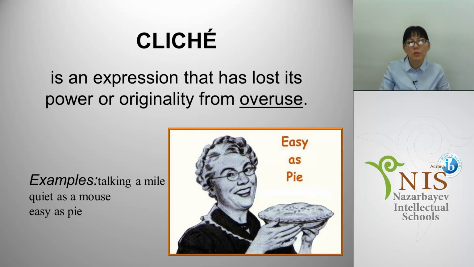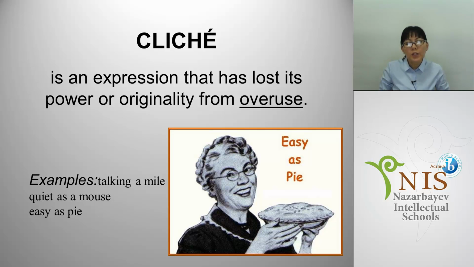And clichés. Clichés are expressions that have lost their power or originality from overuse. So through time, they just became real clichés. For example, talking a mile. We don't mean that the person talked something we can measure in miles, but we understand that it's just talking too much, a talkative person. Or quiet as a mouse.